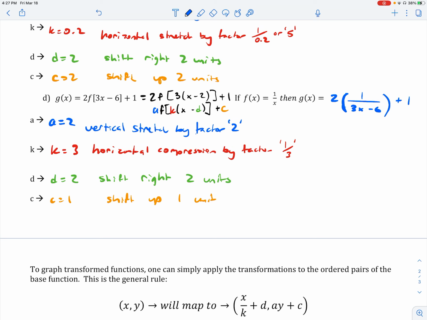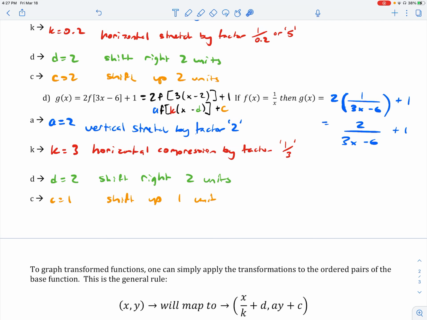Okay. Now I want to clean this up. I'm just going to take this 2 and I'm going to multiply it, right? Because it's kind of like a fraction. I can just do 2 times 1. So I would have 2 over 3x minus 6 plus 1. So notice this doesn't change anything like by multiplying that in. I didn't eliminate a transformation, but I just put it in a nicer form that you could put into Desmos if you needed to.